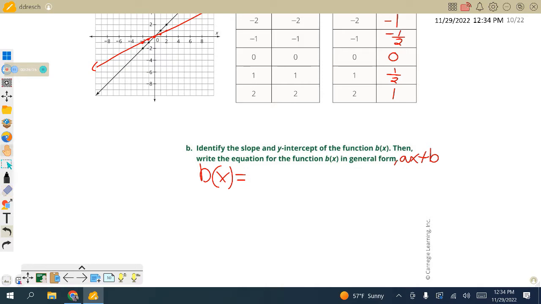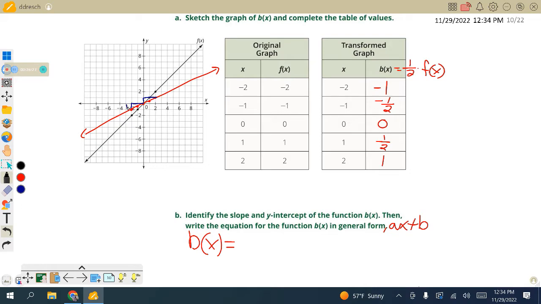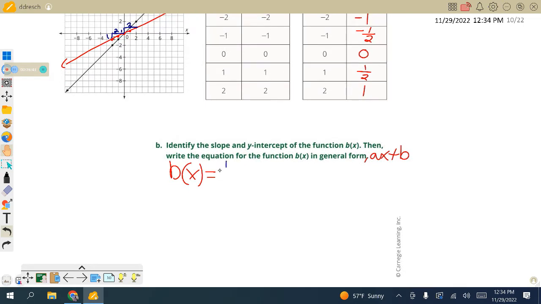How can we find that out? We can find it out from doing our steps. We can find it out from our table. We can go and do some steps right here. Up 1, right 2, up 1, right 2. That checks out. Table, not as stellar because we got some fractions in there, but it's going back to that, correct, that 1/2. Where is it crossing the y-axis at?